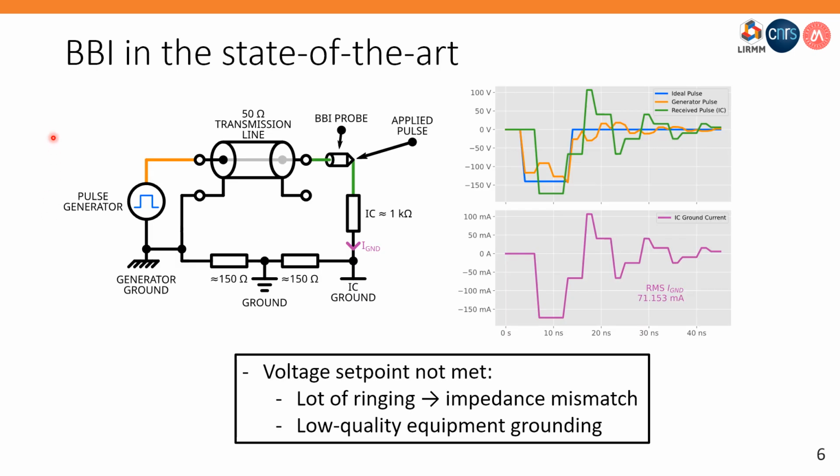On the left here is presented a simplified schematic of a typical BBI platform in the state-of-the-art. The annotated values come from our actual platform. It consists of a voltage generator, a transmission line, in that case a 50 ohm transmission line, a BBI probe, an IC, and a grounding installation. On the right are displayed the corresponding platform signals during a simulation.